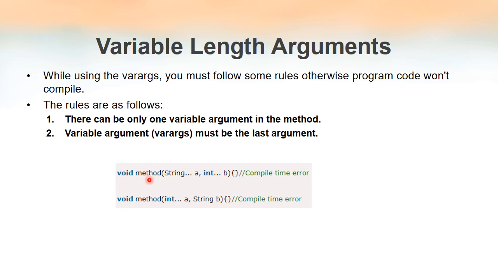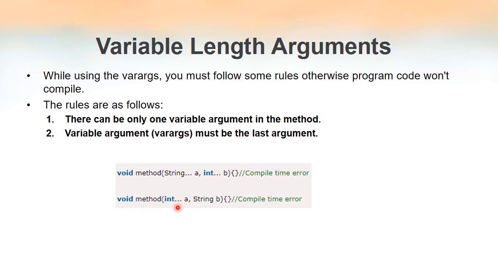See here this method named method is having 2 parameters. They are, one is String A and int B. Both of them are written as variable length. That is not allowed, because there can be only one variable length argument for a method. There can be any number of other arguments, normal arguments, along with this variable length argument, but there can be only one variable length argument. And second rule is, if a method has a variable length argument, it has to be the last one.